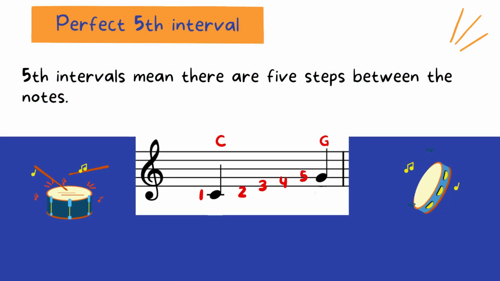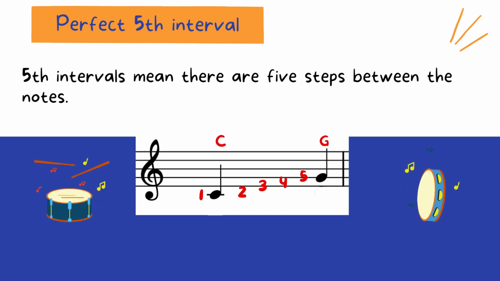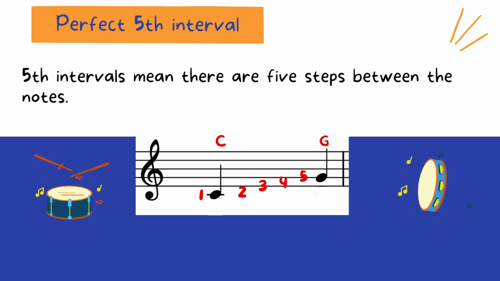Fifth intervals mean there are 5 steps between the notes, as you can see in the example. From C to G there are 5 steps. First ledger line and first space below the first line, first space, and second line.